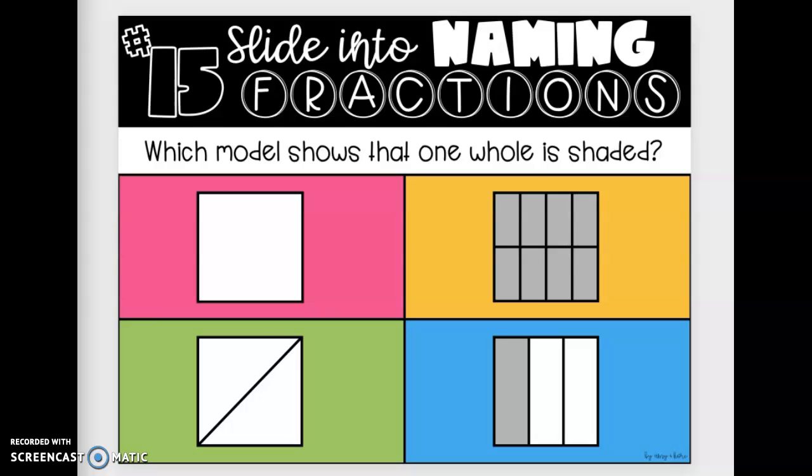We might partition the shape up into halves, into thirds, or into fourths. And when we say the word halves, we're breaking it up into two equal parts. And when we say thirds, we're dividing it up into three equal parts. And if we're dividing it into fourths, we're dividing it into four equal parts, equal shares, or equal pieces. So what we're going to do today is practice naming fractions.